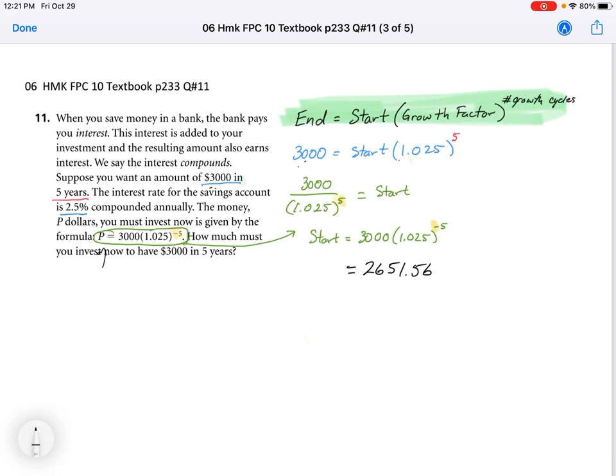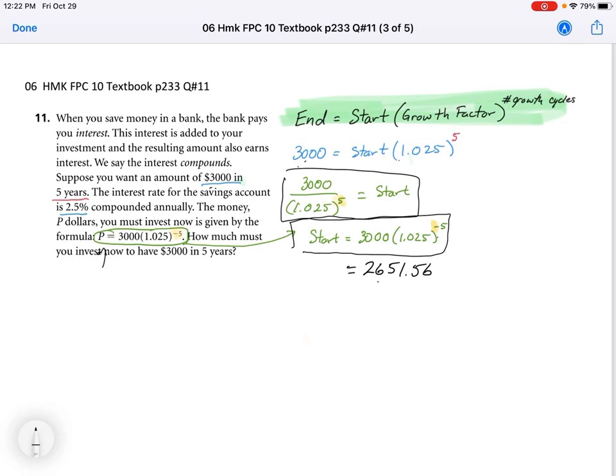It's the same as the PV. And to make it look exactly the same, that exponential expression in the denominator, because it's in the denominator, we just make it a negative exponent, and then it's the same thing. So this here will calculate the same thing, but this is how we get to the same equation that we have here. So basically, we just need to calculate this value, and the value works out to be $2,651.56.